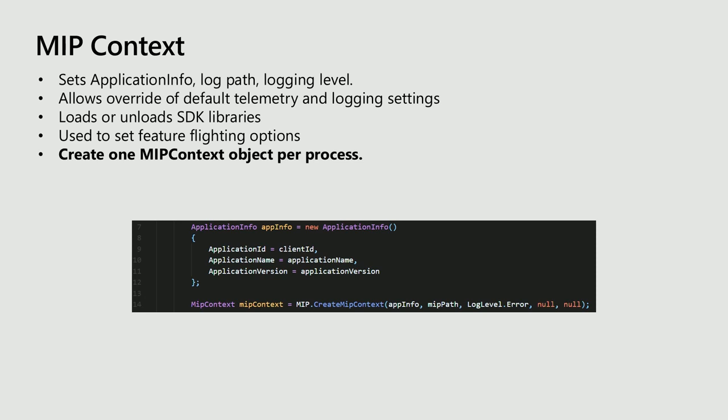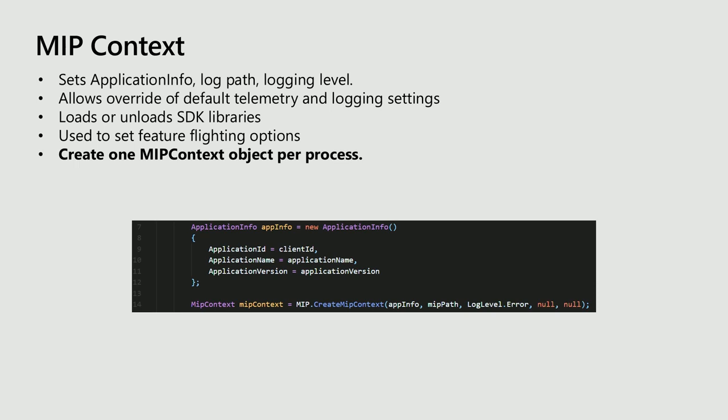But the first thing that we need to do is set up MIP context. So we do this once per application, once per process. And this defines things like my application info, like my client ID, my app name, my app version. Defines any override that I want to do for logging or telemetry, so I can implement my own telemetry settings or my own logging delegate, and I can define those here. And then it's responsible for unloading and loading the SDK library. So you run this one time, all the things get loaded, and then everybody's happy.